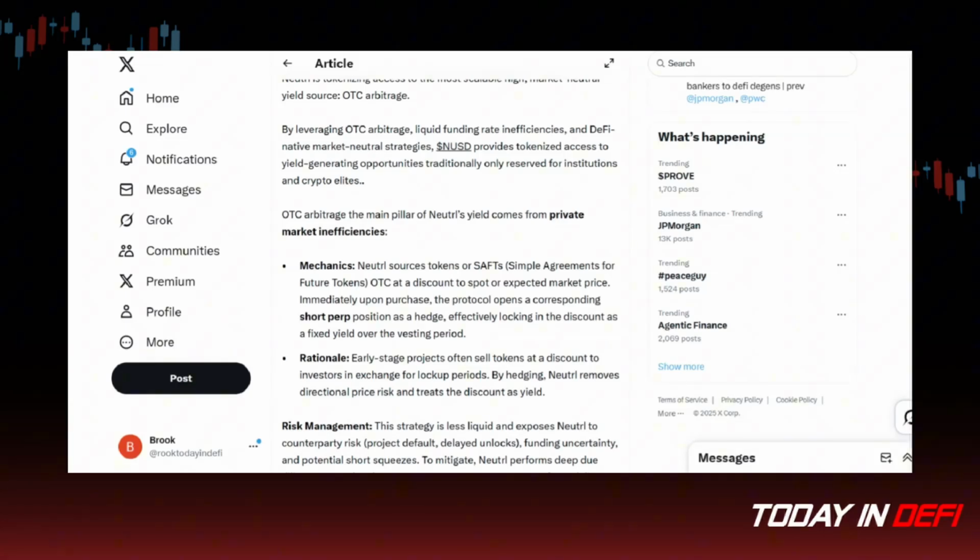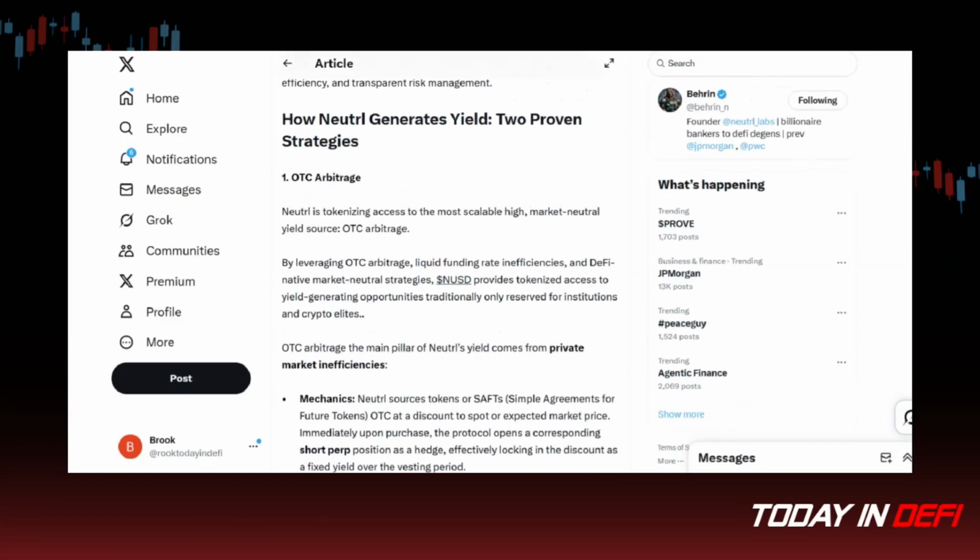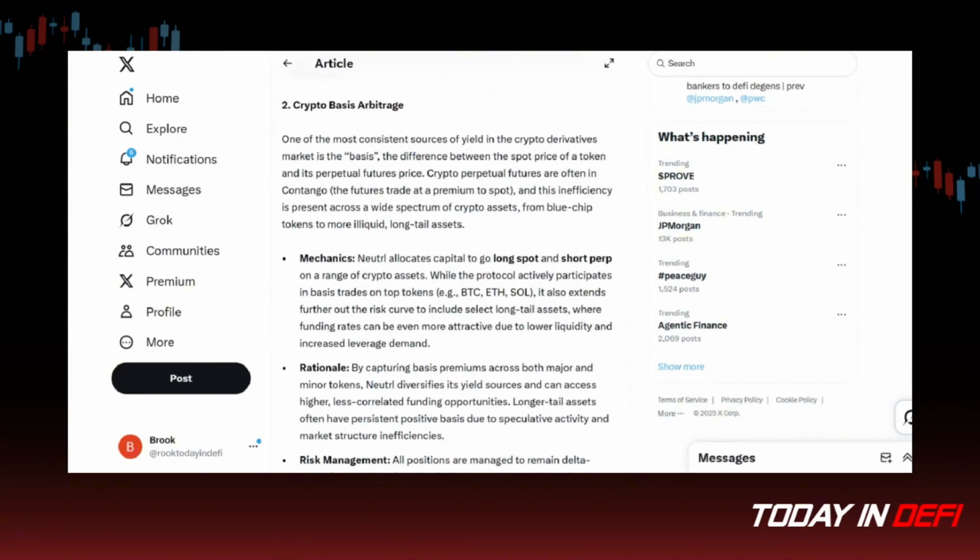So they believe that this is a scalable approach, with an attractive level of yield, and it can also be delivered in a very transparent way. So this is the first major yield source of Neutrl, the OTC arbitrage. And the second part of this yield source is very straightforward. It's the crypto basis arbitrage.